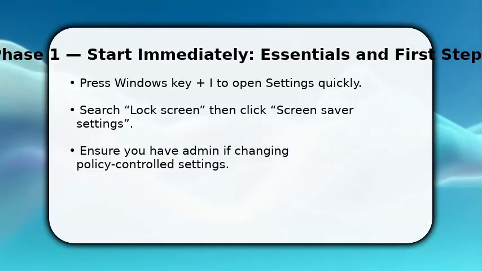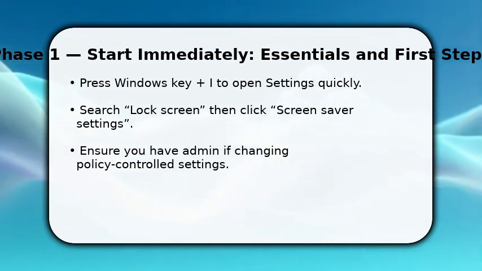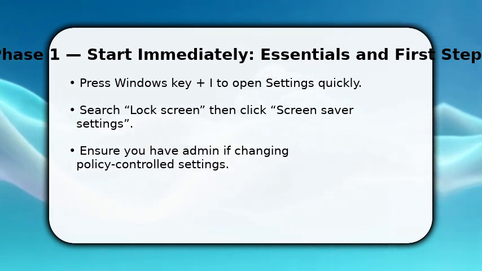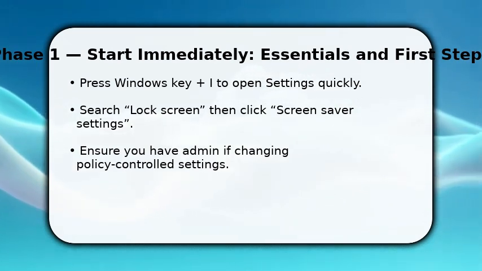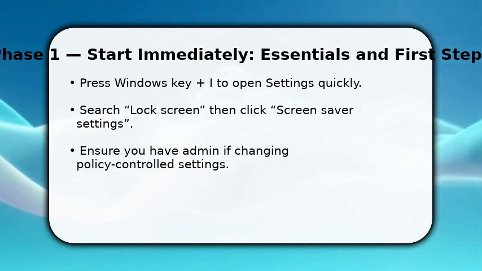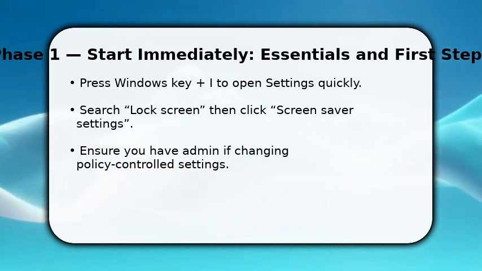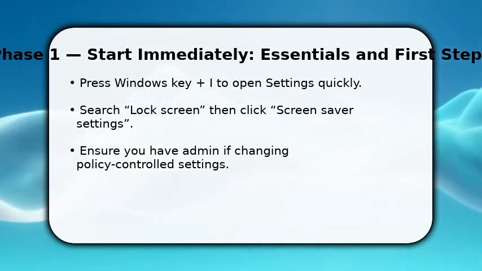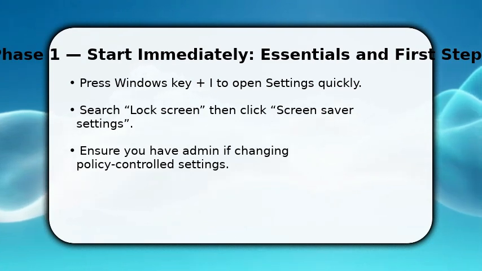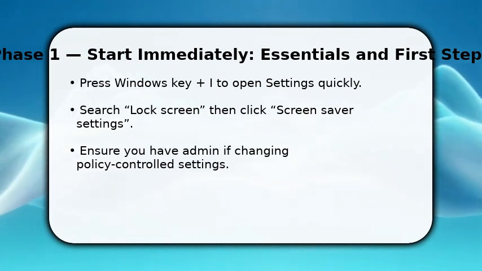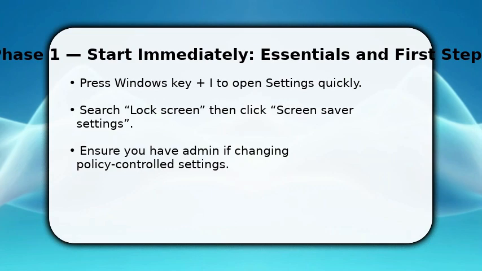You'll start by opening the Settings app and going straight to the screensaver controls. Press Windows key plus I, type lock screen, and select Screensaver settings. Once there, you can see the current screensaver, wait time, and whether "On resume, display logon screen" is checked. Make sure you have administrator rights if corporate policy locks this panel. If not, contact IT. This step prepares the exact dialog where you pick Preview and configure the screensaver, so you're in the right place to act.